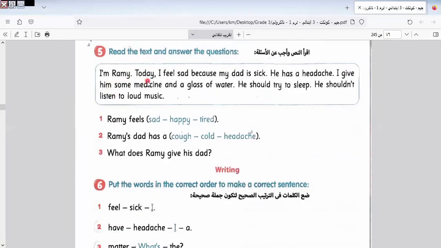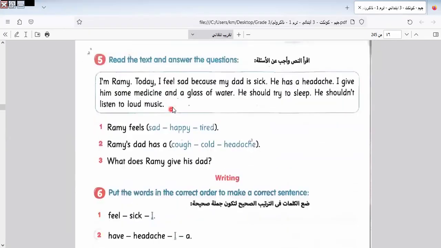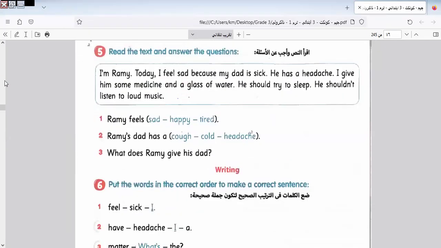I'm Rami. Today I feel sad because my dad is sick. He has a headache. I give him some medicine and a glass of water. He should try to sleep. He shouldn't listen to loud music.